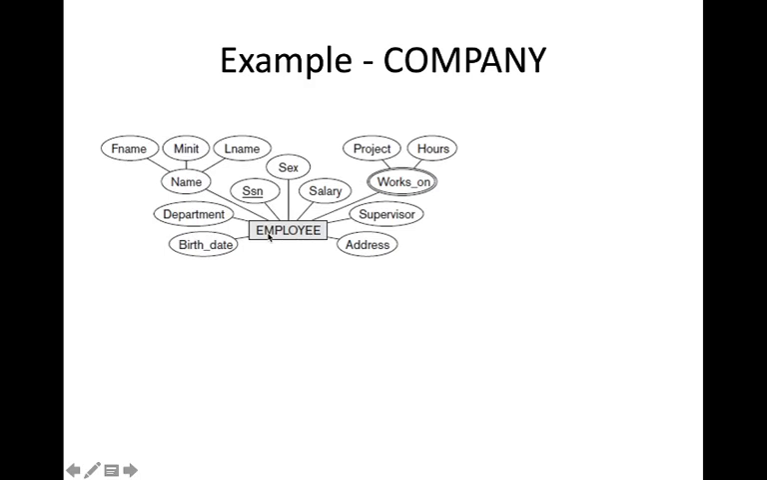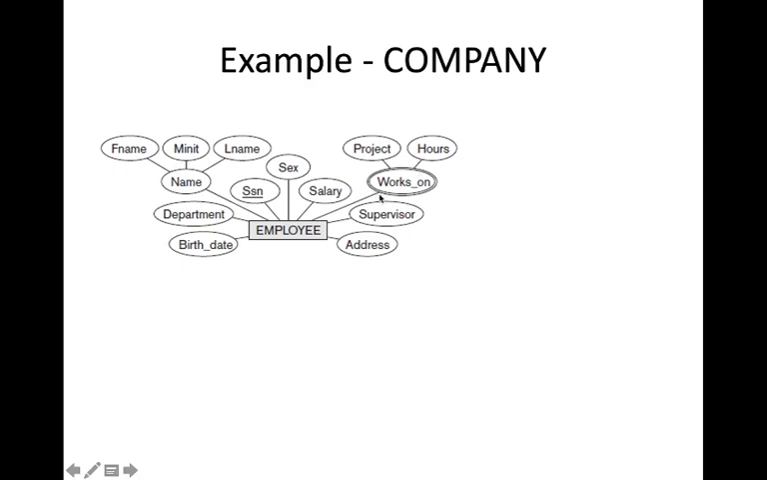Then the other entity is employee. In employee, SSN, the social security number, is the key attribute, and that is underlined. Then we have sex, salary, department, birth date, and address. Even though address is composite, we are representing it as a single attribute. It is not necessary to split this address. If you want, you can split it into street number, zip code, and so on. But here name is also an attribute, and we have split name into three different attributes: first name, middle initial, and last name. This is how to represent a composite attribute.